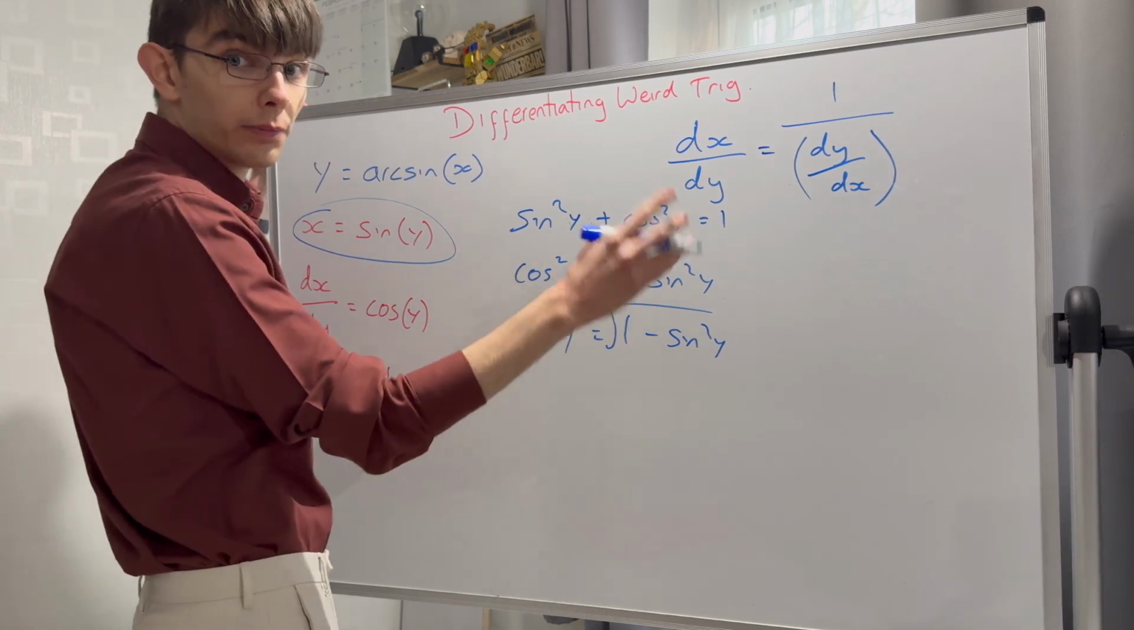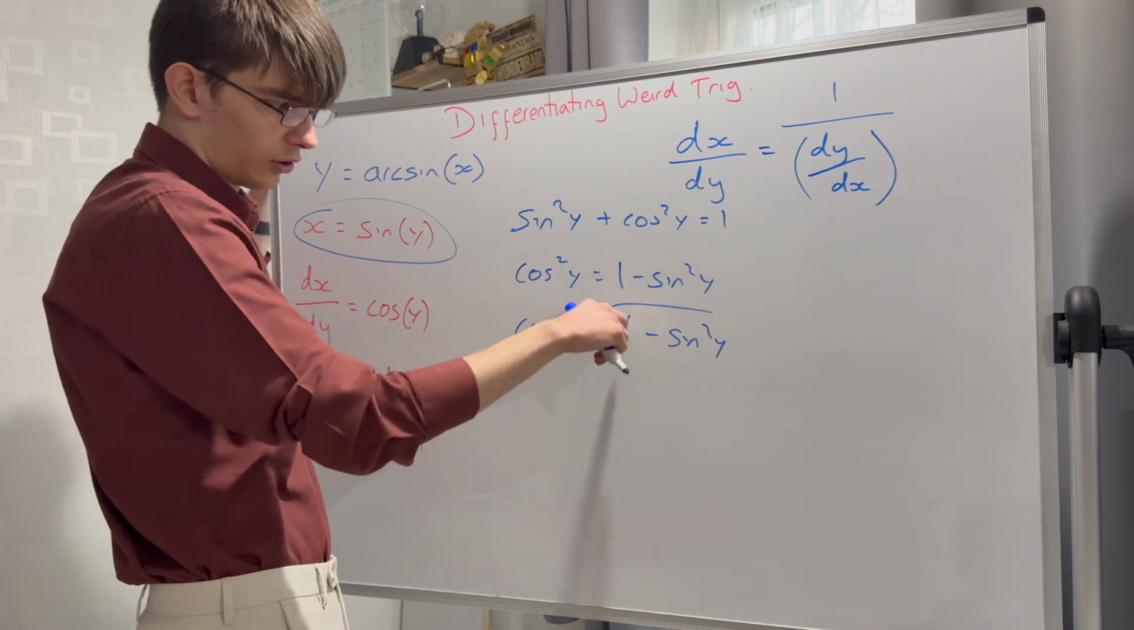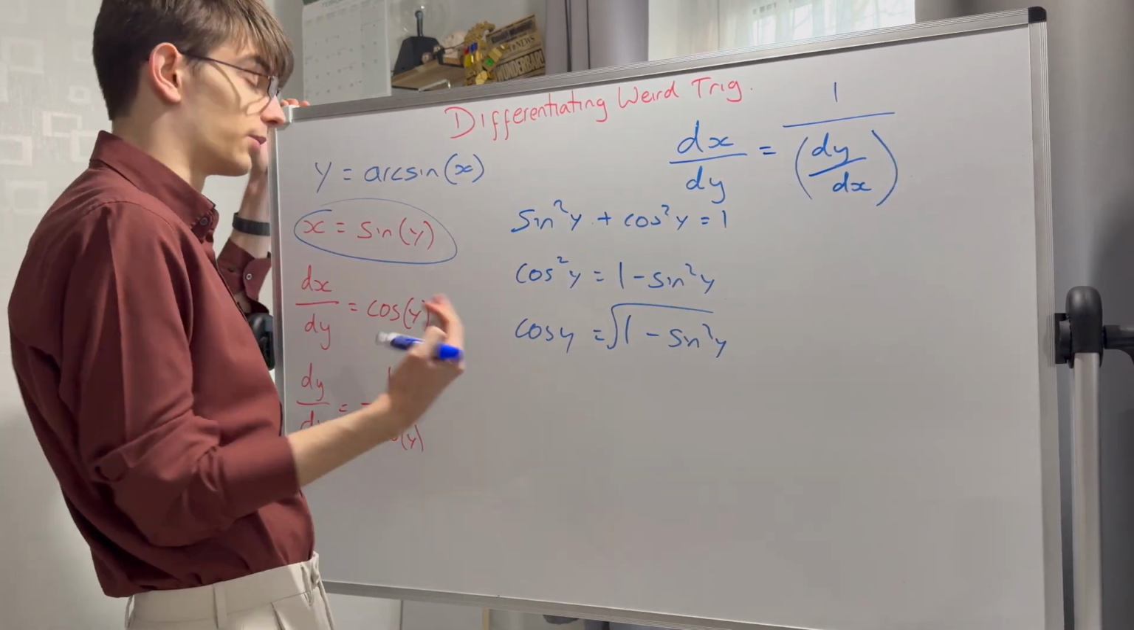I can't just square root both. Please don't do that. I've had people before that would just say, well, square root of sine squared is sine and square root of 1 is 1, so it's just 1 minus, no. It has to stay with the square root because we can't simplify like that.